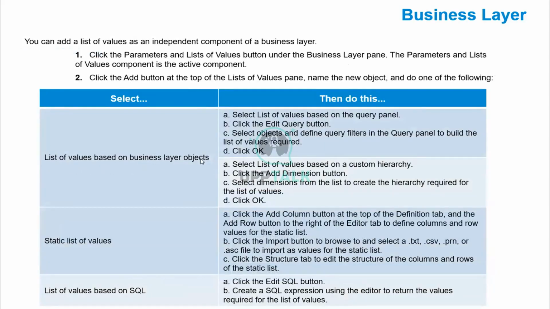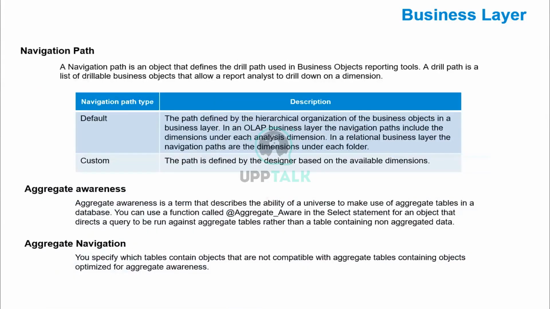The types of list of values are based on business layer objects. A static list of values is like we attach some notepad or some file with a static list of values. Whenever the user refreshes the report, only those values will come. A list of values based on SQL can also be dynamic. If you write some formula using current year minus 10, as the year keeps changing, the list of values will keep changing, from 10 years back up to the current year. That kind of possibility is there.